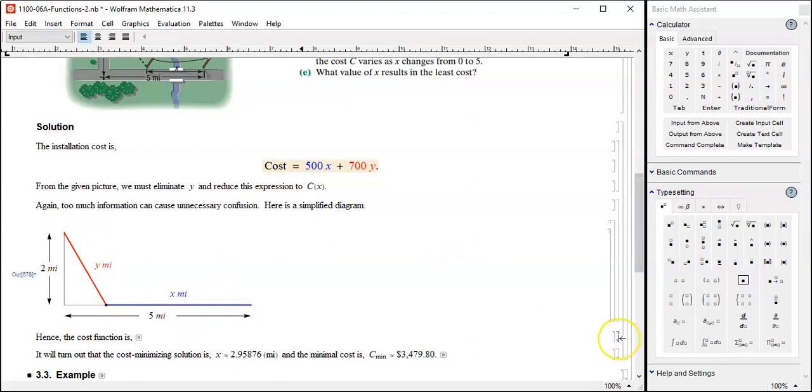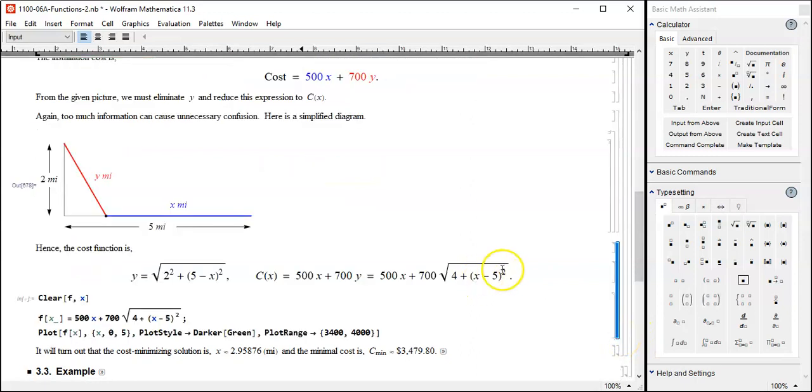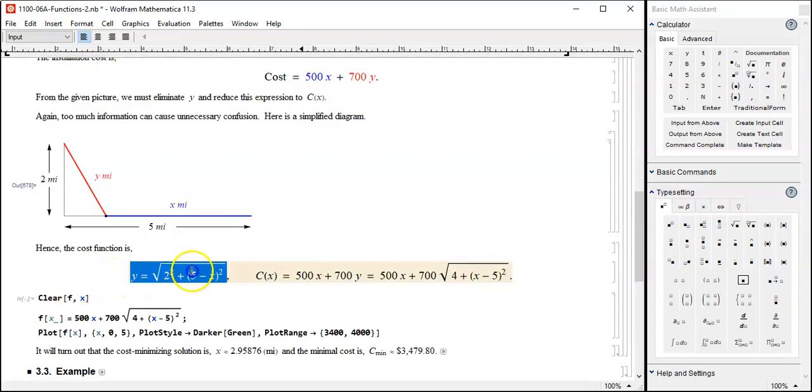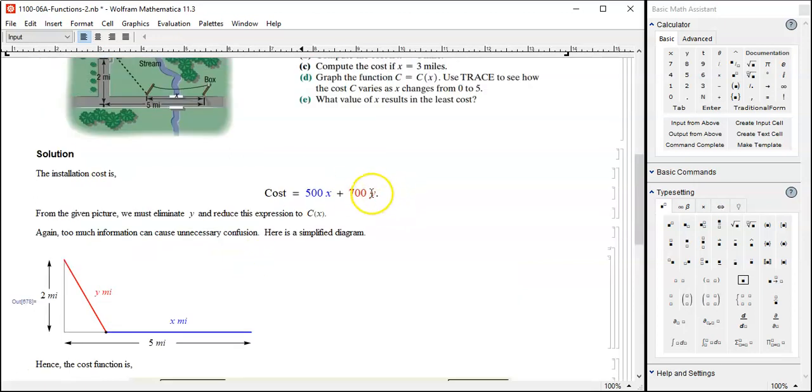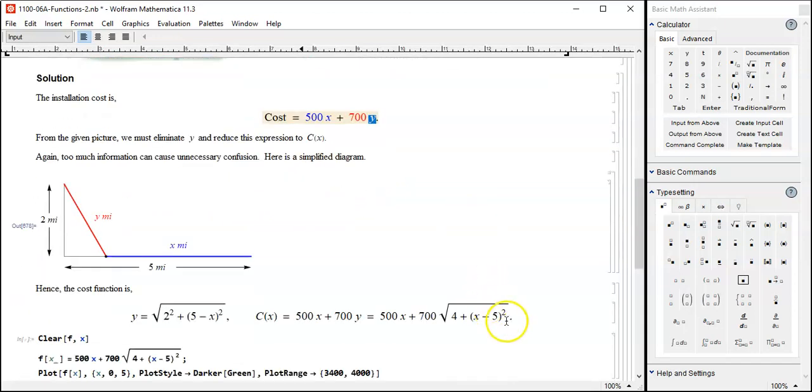Did you get it? Here we go. Pythagorean. Hypotenuse squared is horizontal squared plus vertical squared. And the vertical squared is 2 squared. Horizontal is this one, 5 minus x. So the square root of that is going to go over here. And if you do that, we have the function expression.